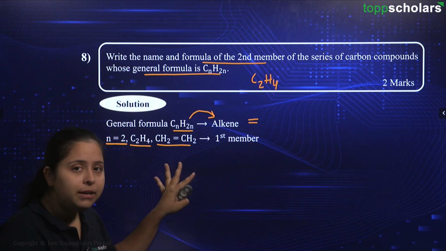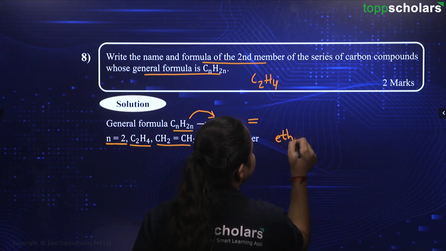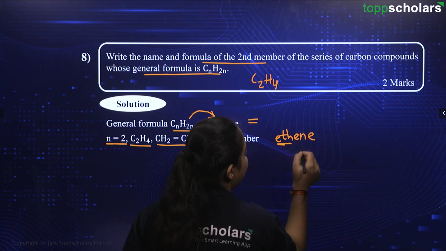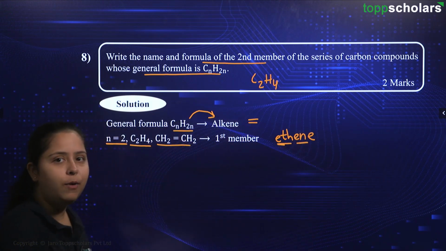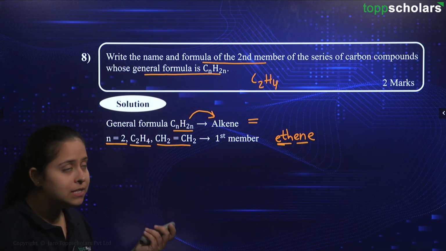If you try to name it, what is the name of this compound? Yes, it is ethene. This part is the parent name and this part is the functional group, that is the double bond that is present in our molecule. Let's go for the second member that is being asked to us.